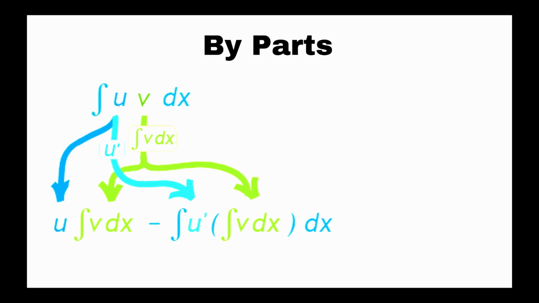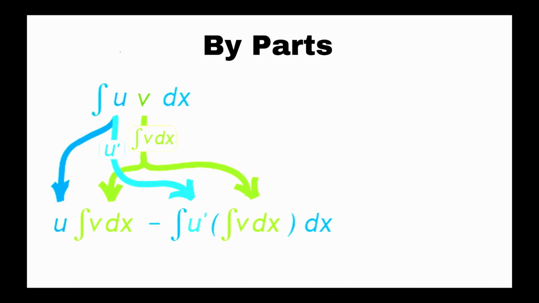Then we first write down u as it is, find the integration of v dx, minus integration of u dash, we differentiate u, and inside the entire integration we write the value of integration of v dx, and this is entire dx. So this is how we use our by parts integration to solve any type of integration function we have.